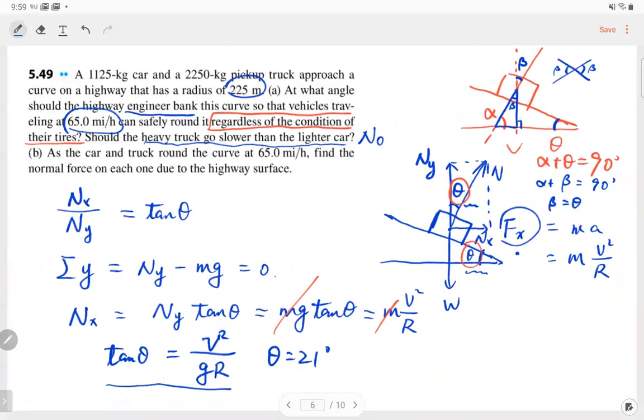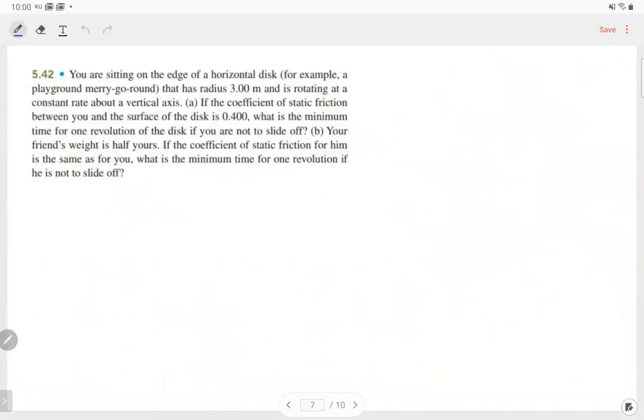Okay, then next question. I'm sitting on the edge of a horizontal disk, like a merry-go-round, the radius is 3 meters, and the coefficient is 0.4. Then what's the minimum time for one revolution of the disk if you are not to slide off? The minimum time for one revolution is the period. We're looking for the period. Then the next question is, does the weight matter?